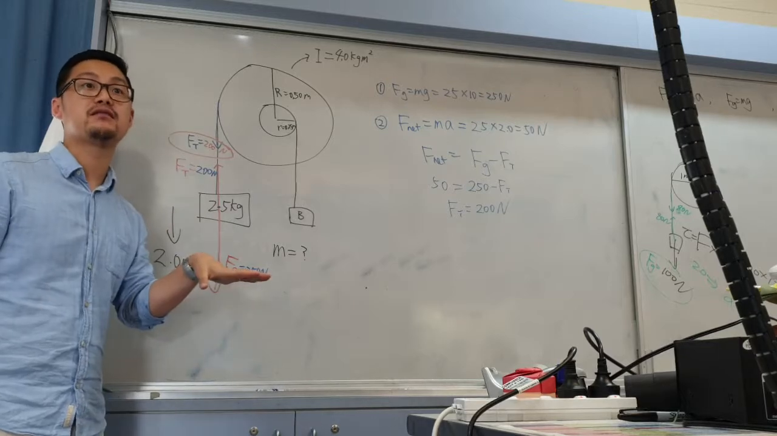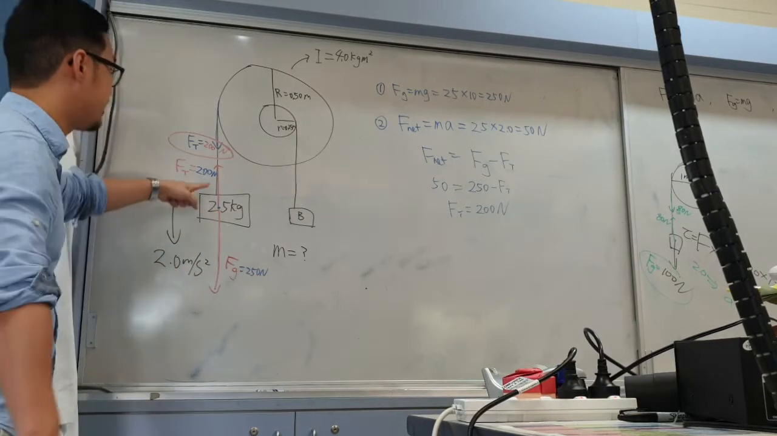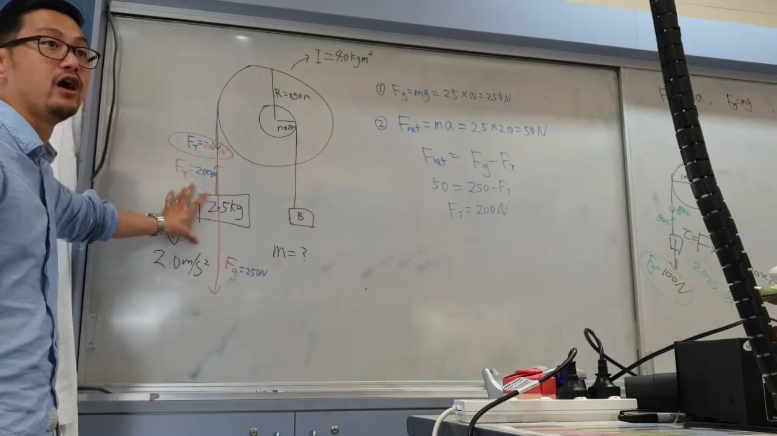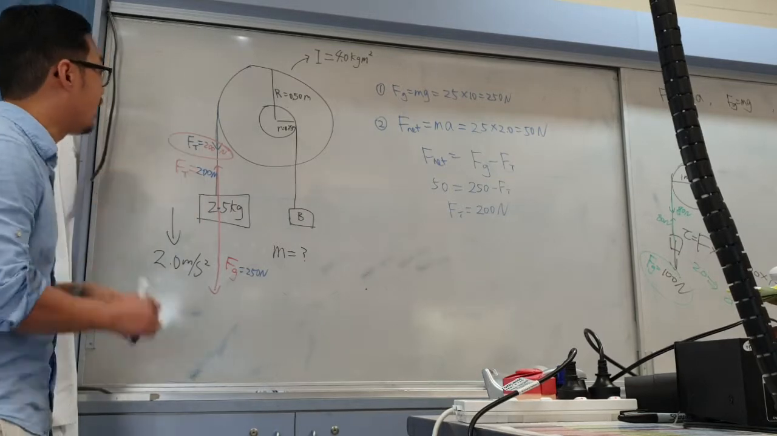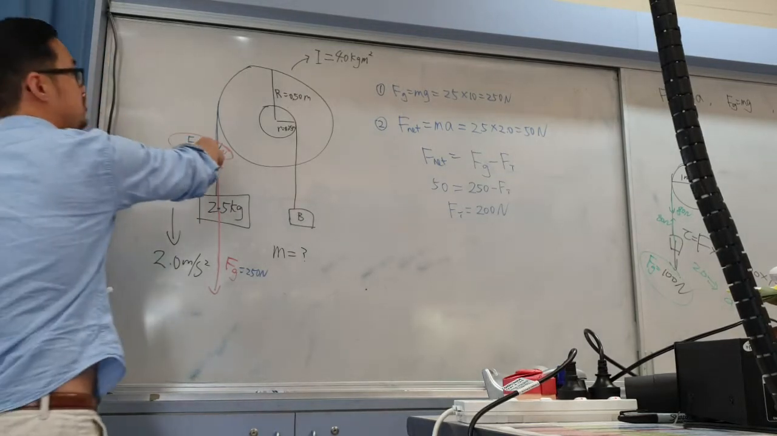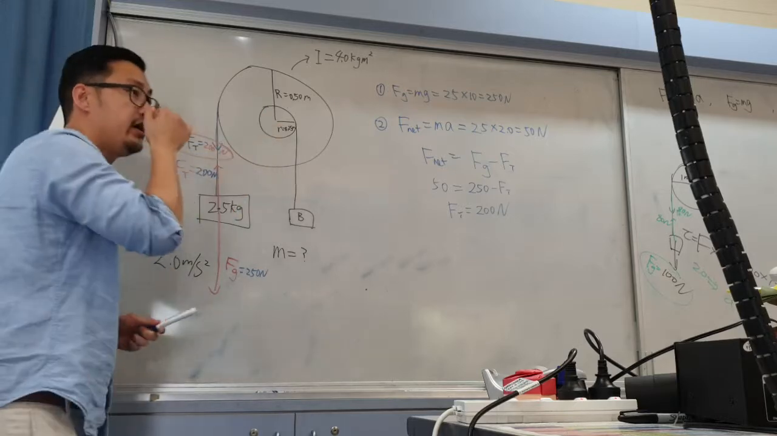Can we establish that? Yeah, that is because this tension force is going to be 200 Newton. We calculate from this object over here, right? Tension force equal to that. Okay, so now let's have a look, see how much torque it provides this object over here.